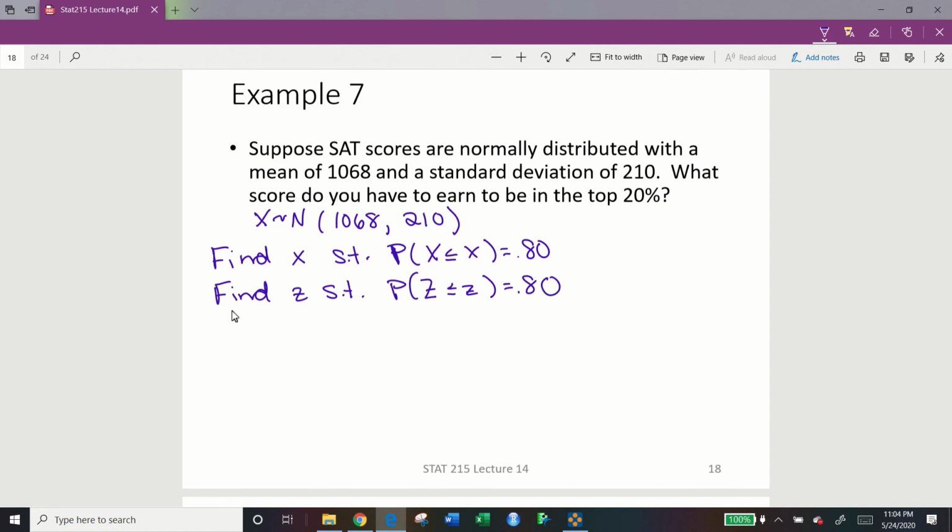So if we take a look at our z table, we're going to want to get as close to 0.80 as possible, which by my standards would mean that z is going to be equal to 0.84, because our probability of z less than or equal to 0.84 was equivalent to 0.7995, and that's going to be about as close as we can get.